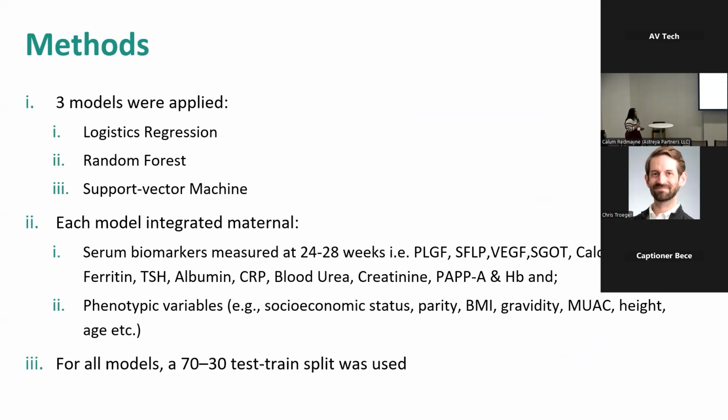So we applied 3 models: logistic regression, random forest, and the support vector machine. And each model integrated maternal serum biomarkers. Now, these were a panel of 13 biomarkers that included placental growth factor, VEGF, calcium, ferritin, albumin, and such. And we also included phenotypic variables in these models. So socioeconomic status, parity, gravidity, mid-upper arm circumference, history of any previous stillbirths, preeclampsia, etc. And for all models, we adopted a 70-30 train-test split.